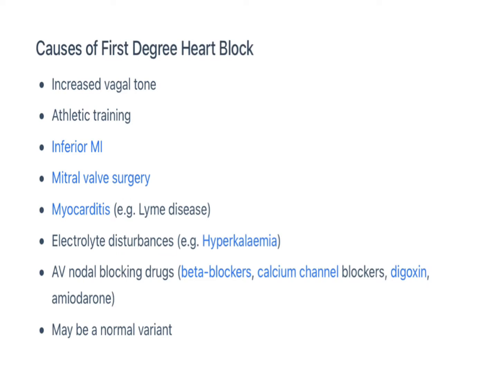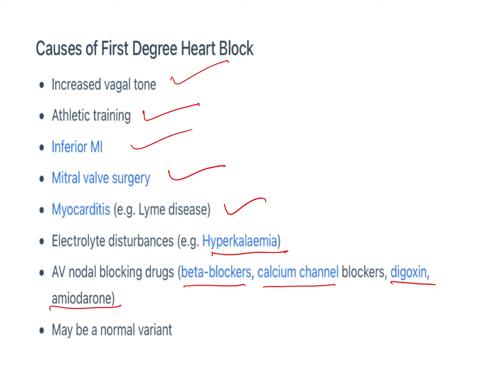The causes of the first degree heart blocks are any condition leading to increased vagal tone, the persons who are athletes, inferior wall MI, mitral valve surgery, myocarditis because of Lyme disease, hyperkalemia, AV nodal blocking drugs like beta blockers, calcium channel blockers, digoxin, amiodarone, and it may be normal in most of the patients.